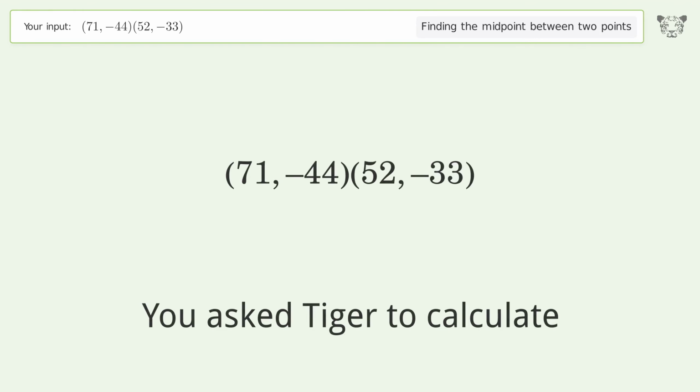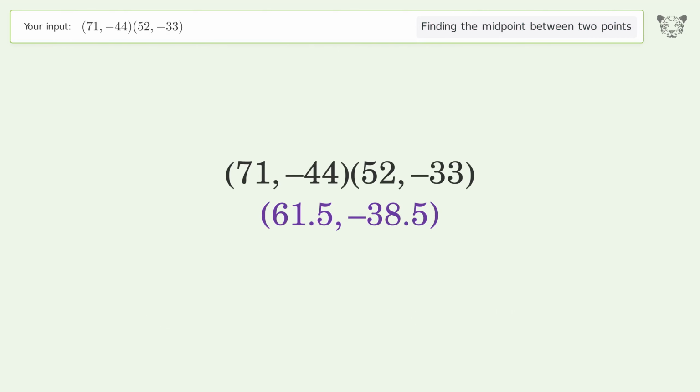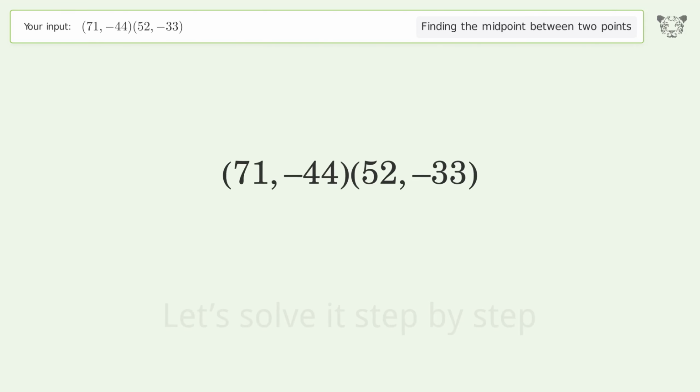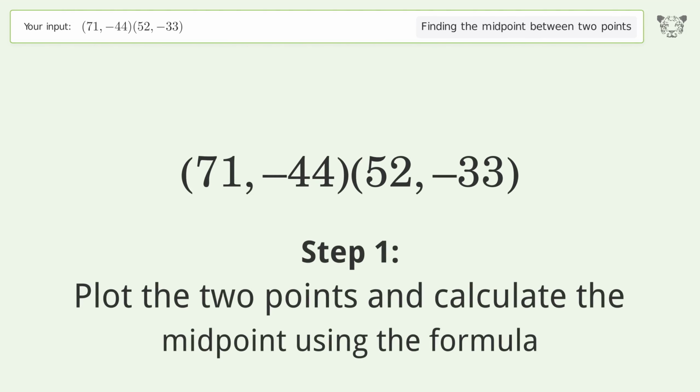You ask Tiger to calculate. This deals with finding the midpoint between 2 points. The midpoint between the 2 points is 61.5, negative 38.5. Let's solve it step by step. Plot the 2 points and calculate the midpoint using the formula.